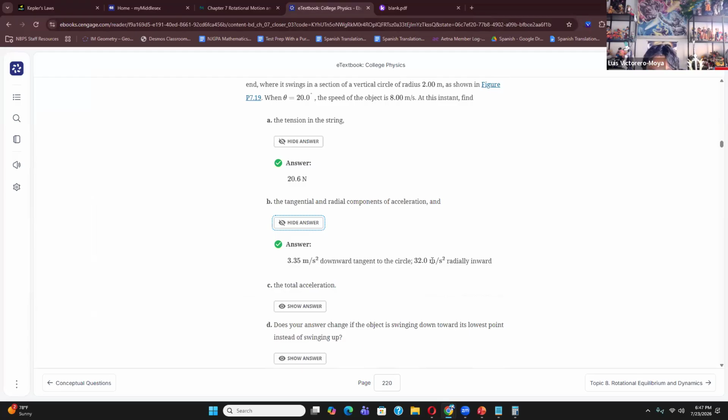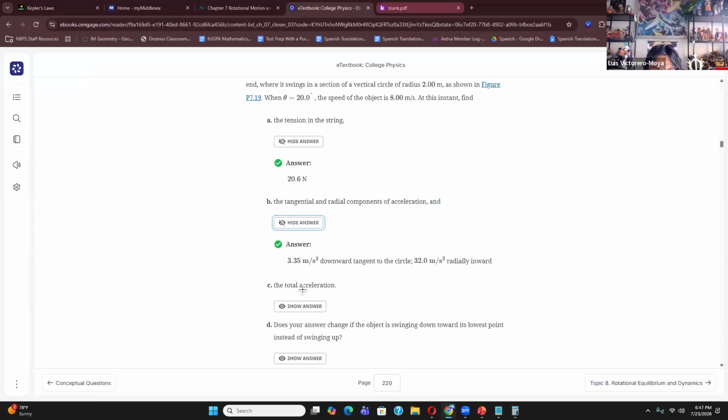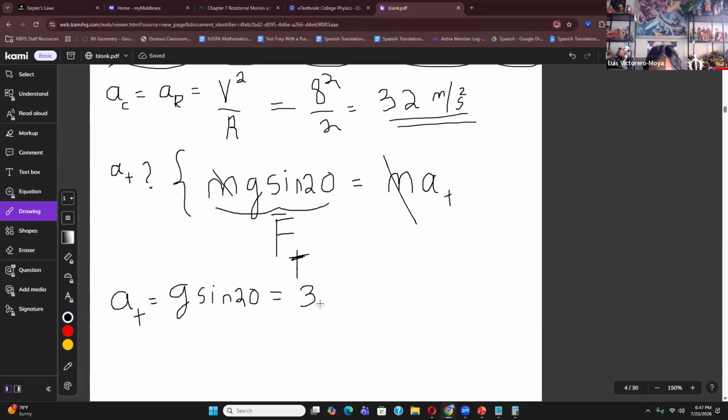We got this for a radial. This should be your tangential. Is that what you get? Yeah. Yep. 3.35. All right. Tangential and radial or centripetal.